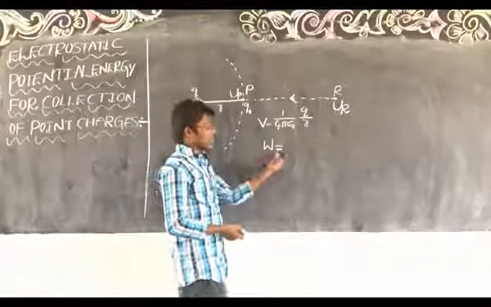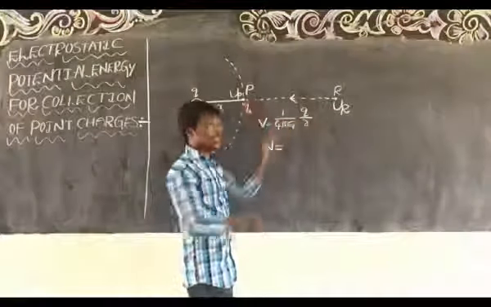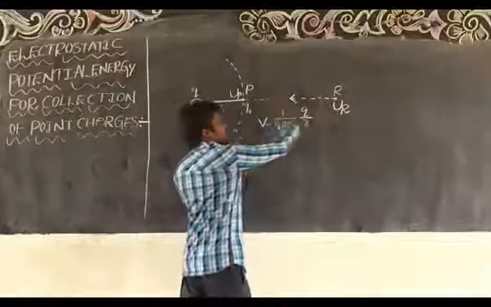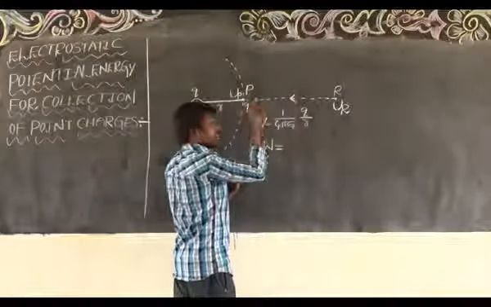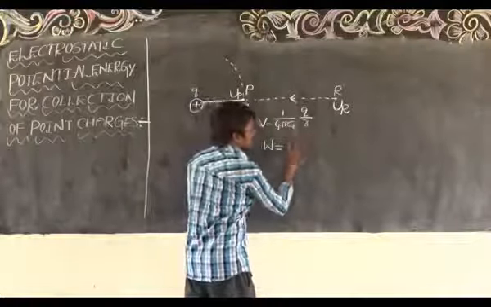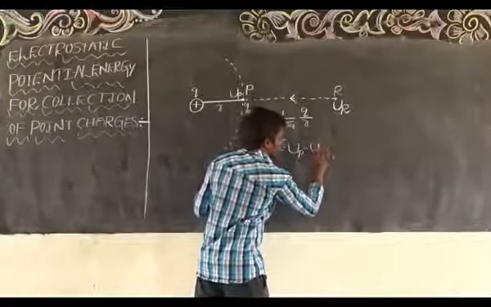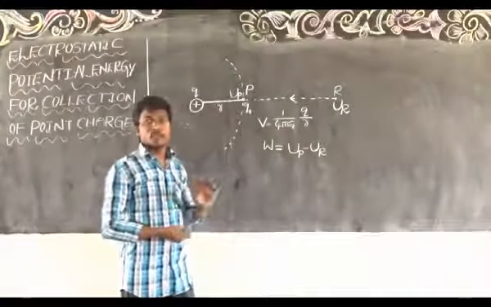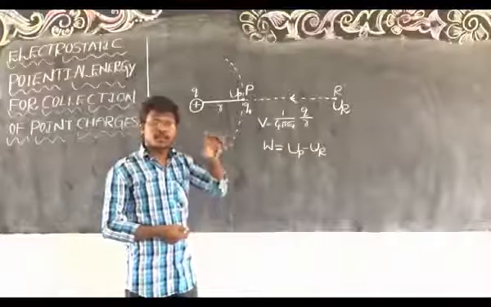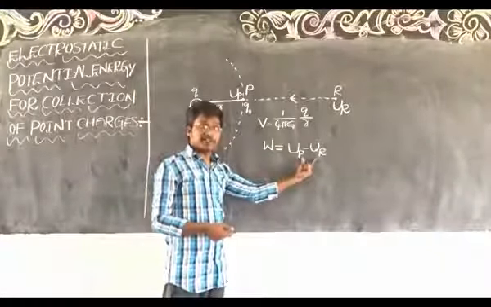So work done is equal to, it depends on these 2 points. I am taking the difference between the initial point and the final point, the potential energy difference. So here U_P minus U_R. Those are learned perfectly, you have listened to the class on electrostatic potential. Work done is equal to the potential energy difference.